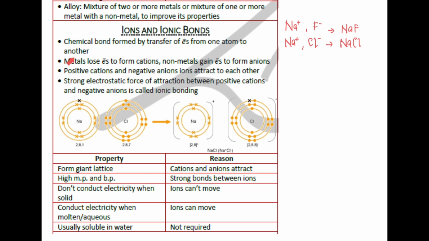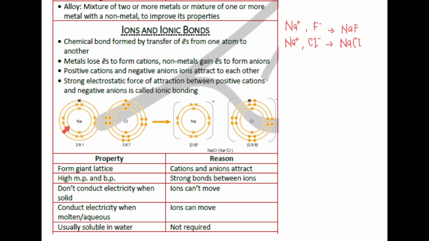For example, sodium 2,8,1 has one extra electron here. It is not so stable because of this electron, so it transfers the electron to chlorine. Chlorine is 2,8,7, lacking one electron to be full. So it can't wait to receive this electron. It welcomes this electron very much to fill up this particular position, as you can see here.